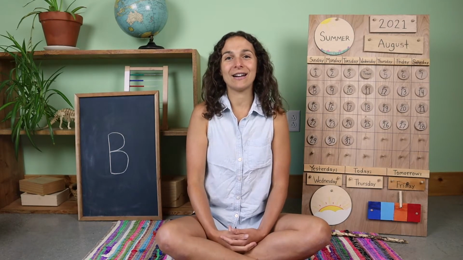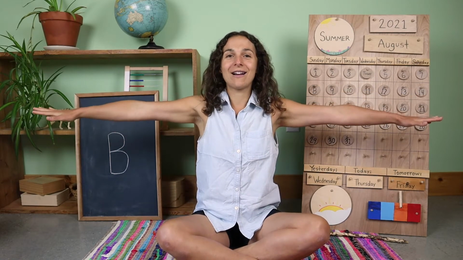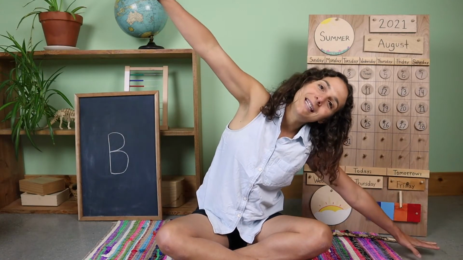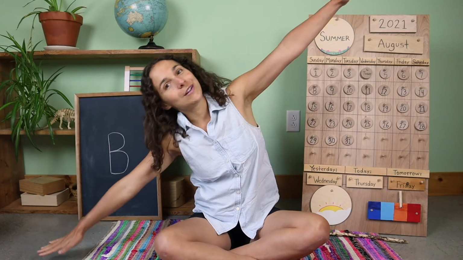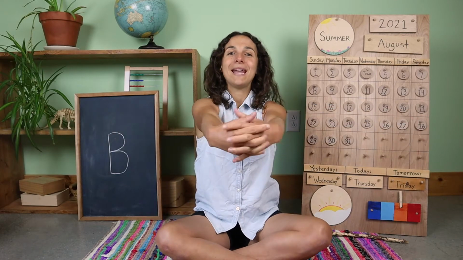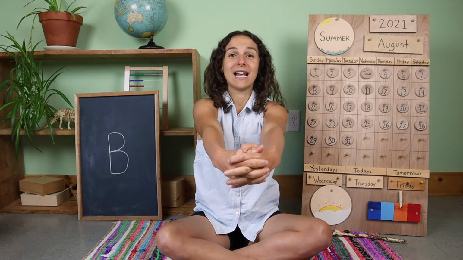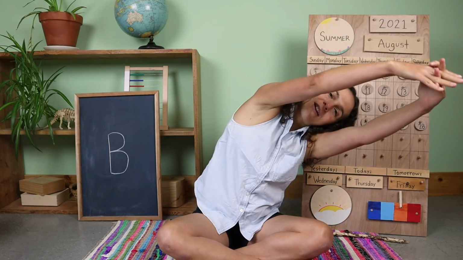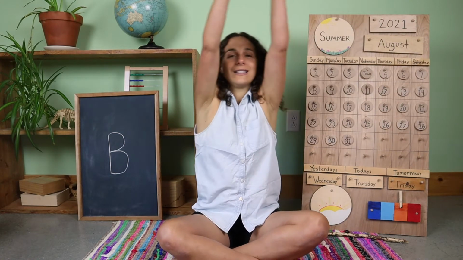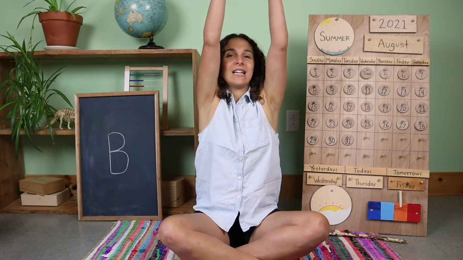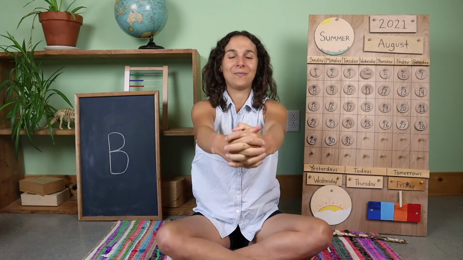So let's get started. We're going to sing our good morning song, so stretch your arms out like airplane wings. Fly to one side, over to the other side, fly back to the middle. Now take your airplane wings into a big circle out in front of you like this. Stretch up over your head. Let's stretch over on this side, to the other side. One last stretch, and now it's time to sing.